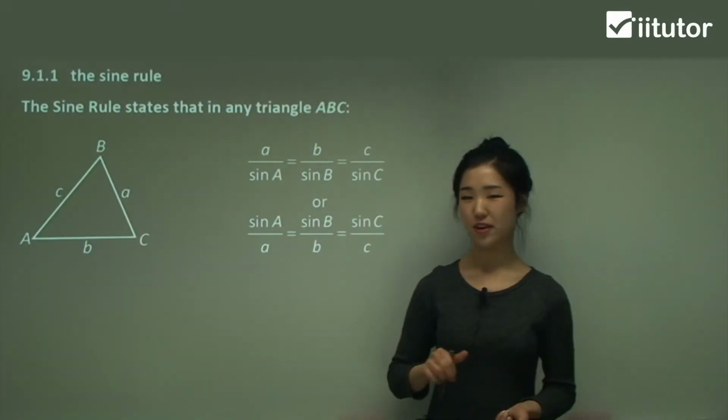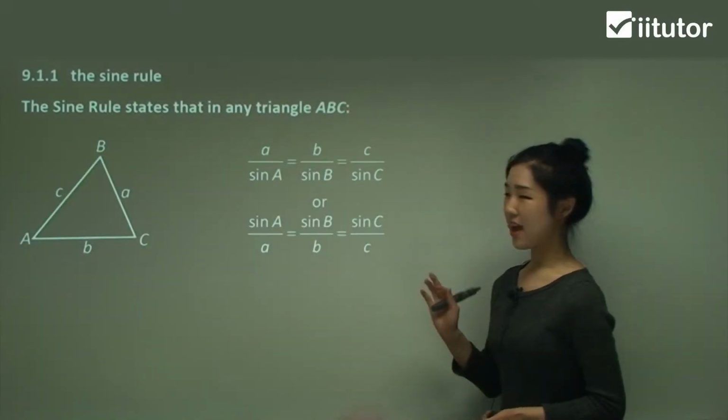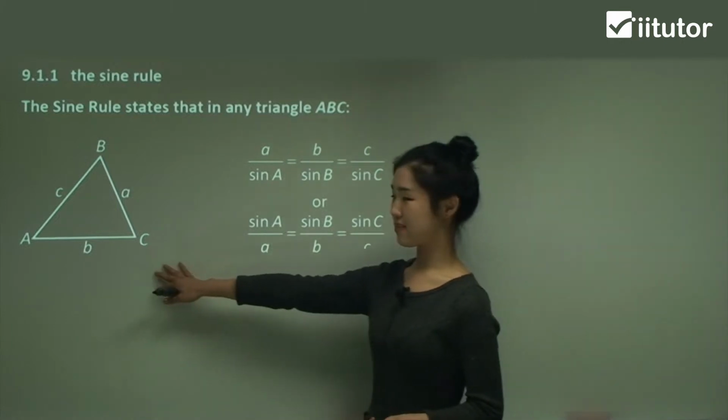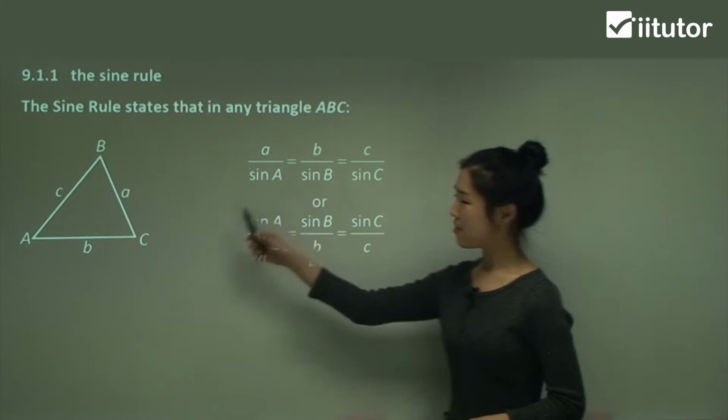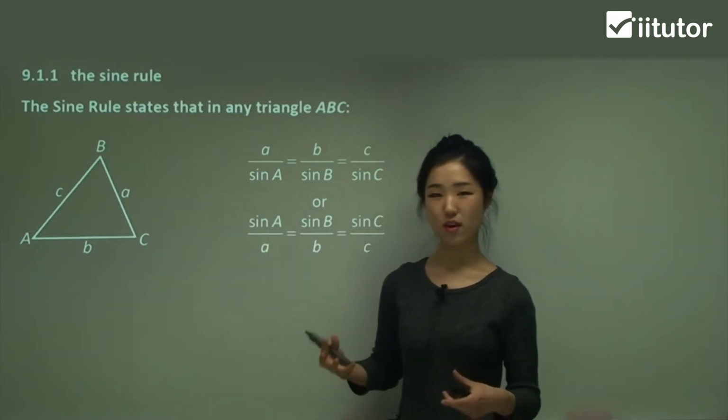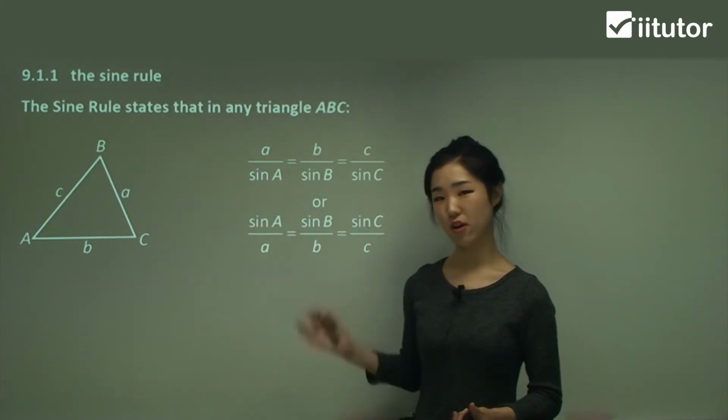Starting with the sine rule. Okay, now the sine rule states that in any triangle ABC, and you can see this triangle here. Just before I introduce this rule to you, you should know that this is the standard triangle that we always refer to when we get to the sine rule and the cosine rule.